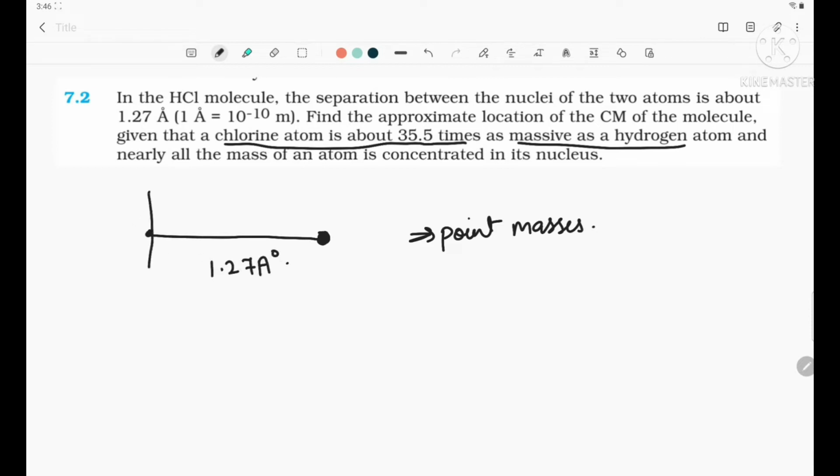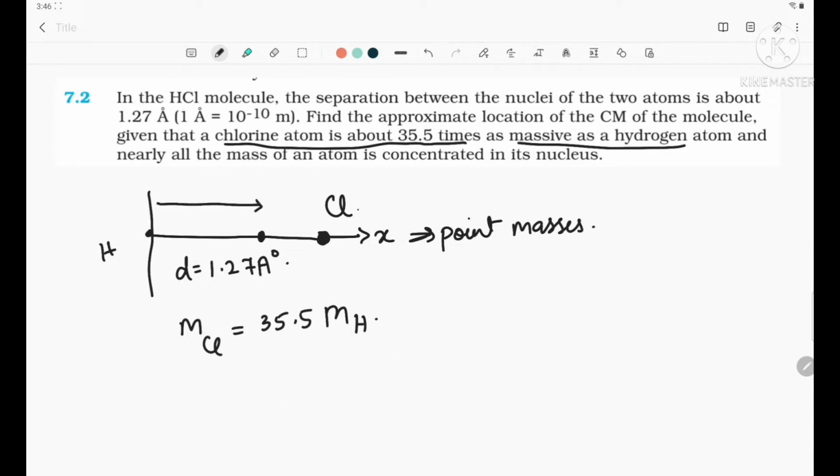If you consider this to be the x-axis, this is hydrogen and this is chlorine. So the mass of the chlorine atom is equal to 35.5 times the mass of the hydrogen atom. This thing you need to note down. And this is the distance of separation. So the center of mass might be somewhere in between these two atoms, right? So let us consider this point to be the center of mass, and the distance from the origin, or the beginning of the x-axis, let it be x. So this remaining distance will be 1.27 angstrom minus x.